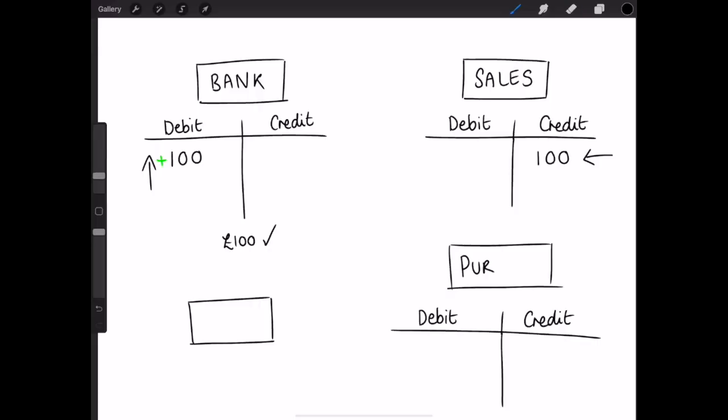Let's say we've bought something this time. Let's say we've bought some purchases. And guess what? I'm going to use my bank account again. This time we bought some purchases for £50.